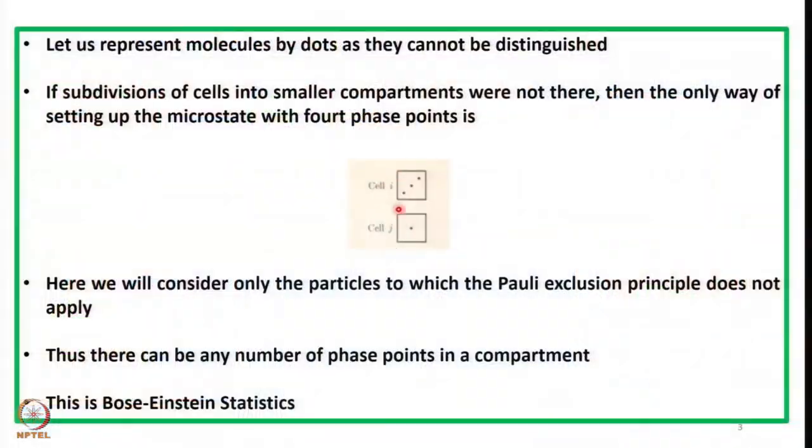That is why here you are talking about 3 can be put in I, 1 can be in J. Right? So that is what the comment does. There can be any number of phase points in a compartment, and this is Bose-Einstein statistics. Let us discuss a little details of this Bose-Einstein statistics.